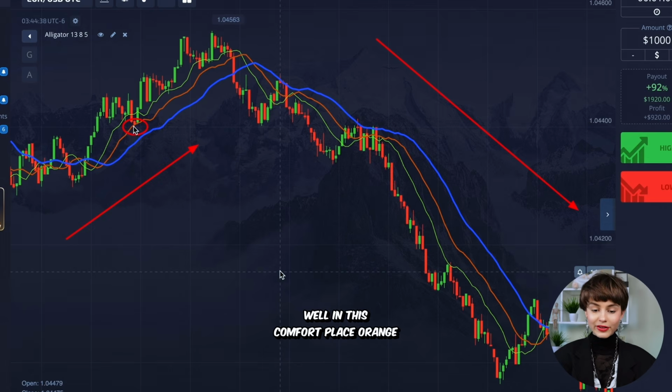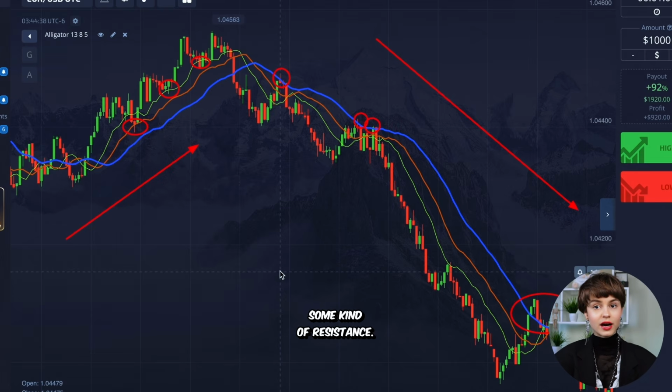Well, in this converge place, the orange line is a support. We also see the quick green line is a support, but when the trend changed, we're testing the blue line a lot, and this line is some kind of resistance. So right here, we could trade it with lower and close several good deals. Well, it was a fake breakthrough, of course.